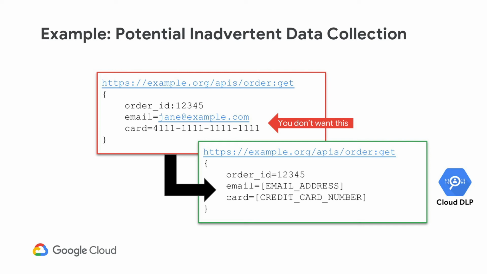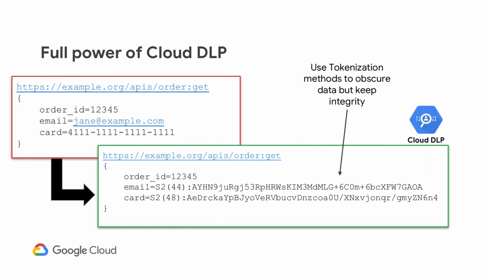Now, you were just seeing redaction there, but you really have the full power of our Cloud DLP infrastructure. It may be that you want to collect that information. You don't want to just redact it, but you want to do something even more powerful. So let's look at a similar example here. But instead of simply redacting the information, because you have the full power of tokenization and masking, you could go in and use tokenization methods to obscure that data, but still keep the integrity.